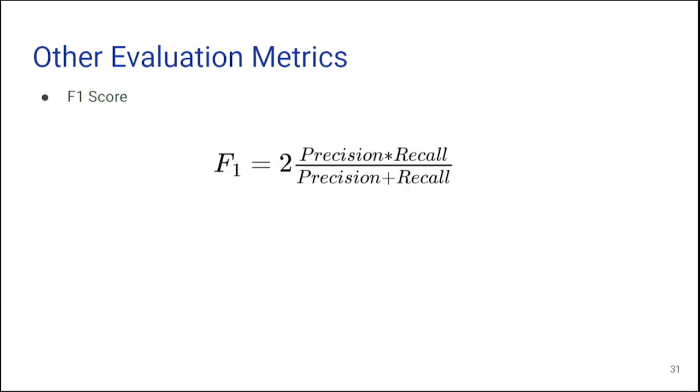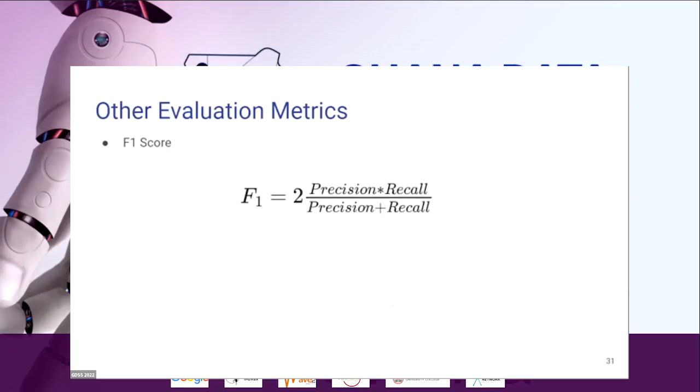And then we have the F1 score, which is a harmonic mean of precision and recall. It's basically a single number that we can use to evaluate our model.